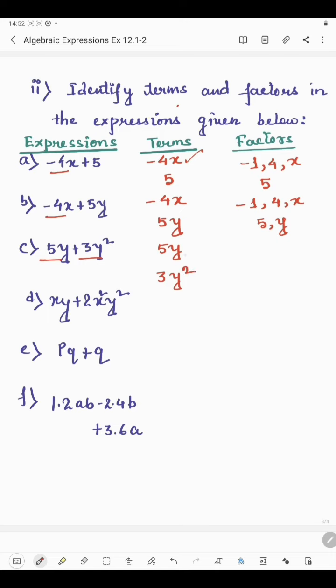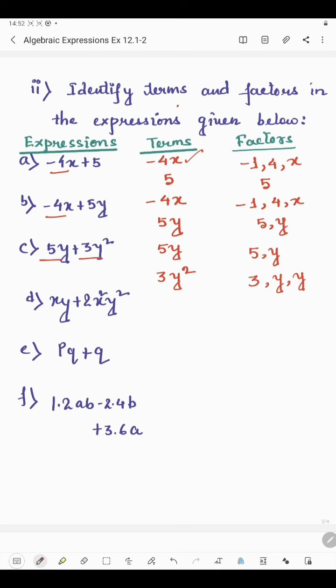So the factors of 5y are 5 and y, because if you multiply these two, you will get 5y. And the factors of 3y square: see, y is given twice. So 3, y, y. 3 multiplied by y into y, which is y square, so it's 3y square. Right? So these are the factors of 3y square.